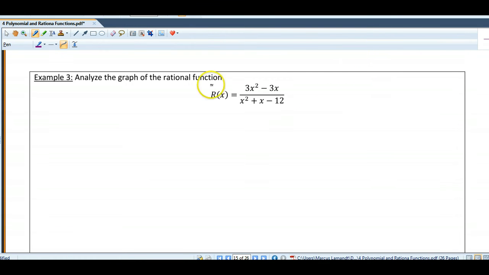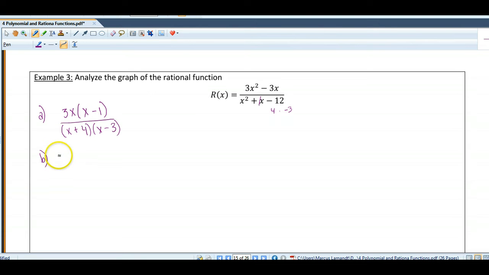Alright, you guys, let's analyze the graph of this rational function. First step, I'm going to factor the top and the bottom. If I pull out a 3x, I'm going to get an x minus 1 on top. The bottom, negative 12, 4 times negative 3. And if you add these together, you get a 1. So I've got x plus 4, x minus 3 on bottom. And nothing cancels out, so that's as simplified as it gets.